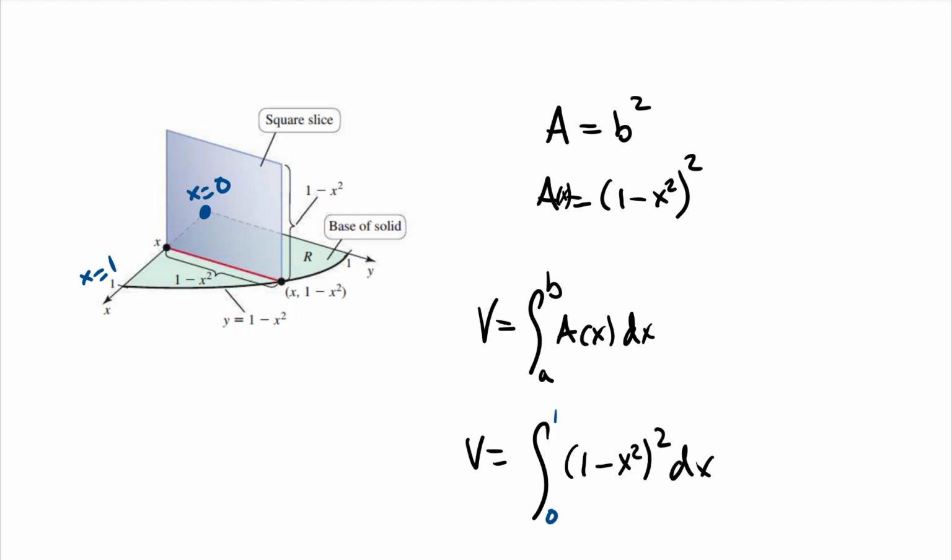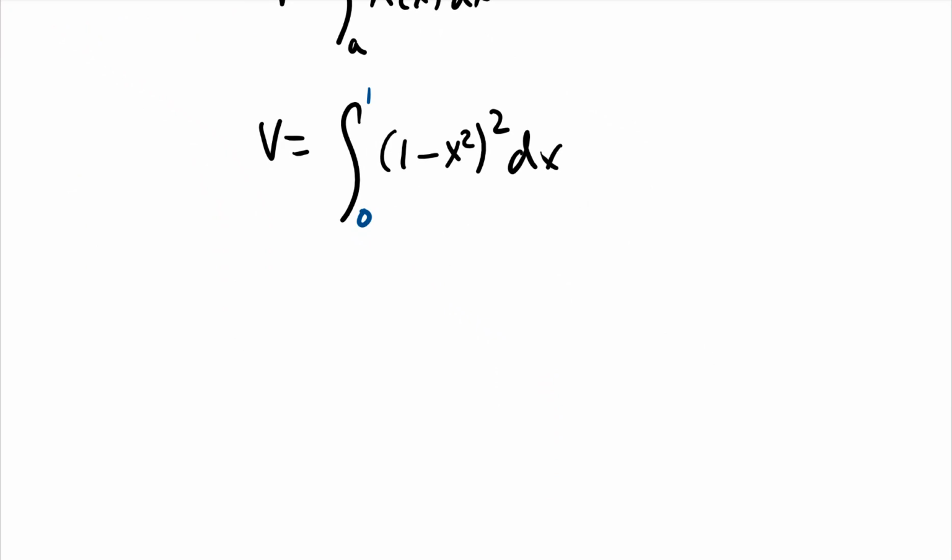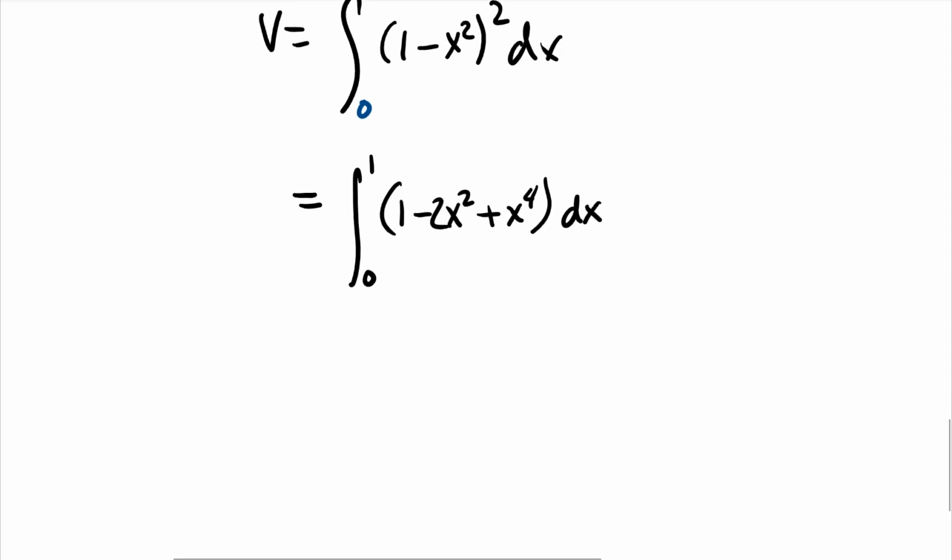Now that we're here, we can just find our volume. It's not a tough problem. This is about as simple as they get as far as the calculus part of it. In my personal opinion, setting them up is the toughest part. The calculus afterwards is usually pretty mellow. So let's square all this up. We get the integral of 1 minus 2x squared plus x to the 4th, dx. I'll let you figure out why that's true.